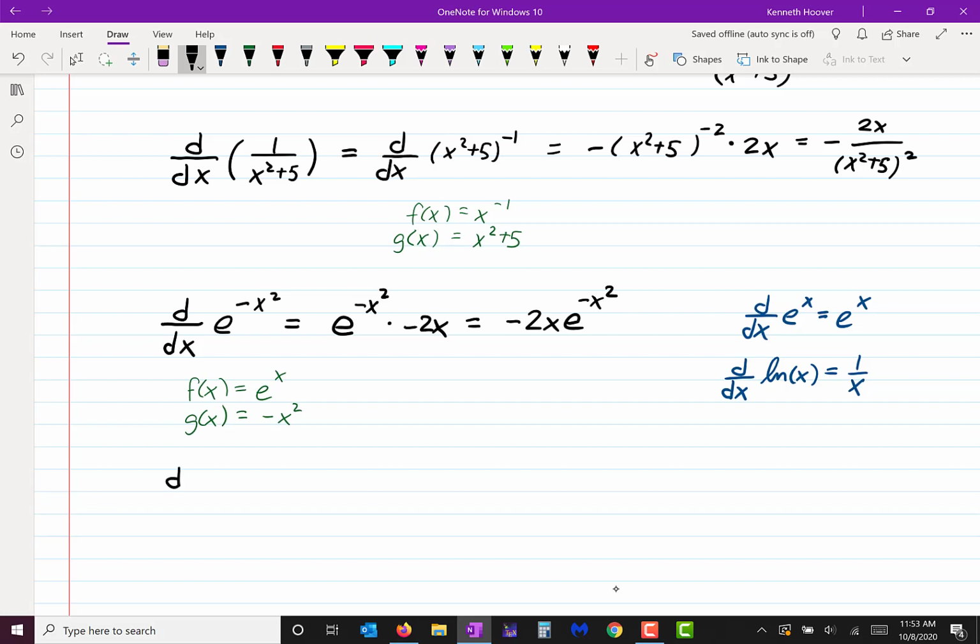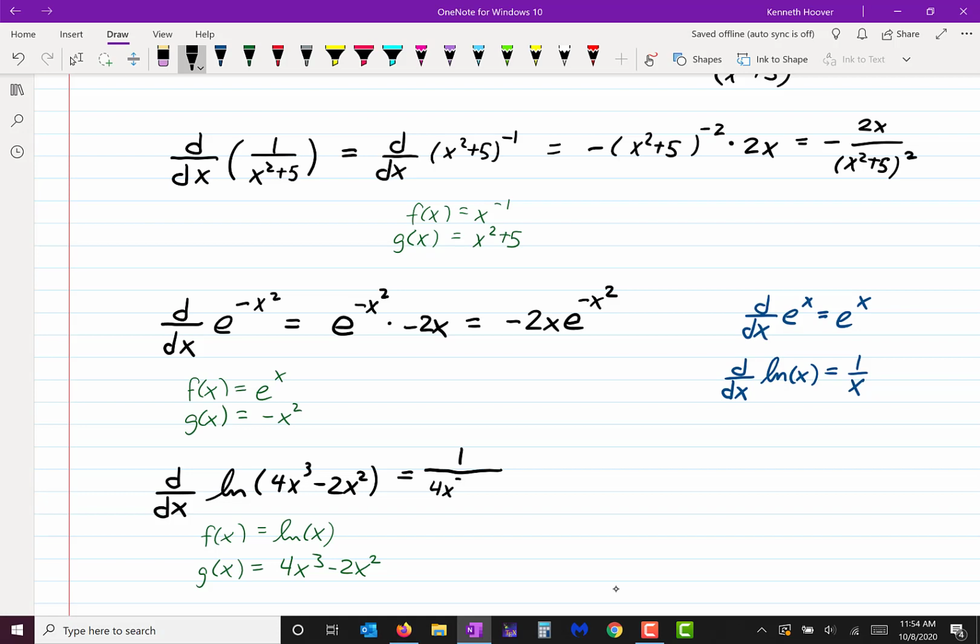Okay, let's do the derivative of the natural log of 4x cubed minus 2x squared. So f of x is natural log of x. g of x is 4x cubed minus 2x squared. So how do I do that derivative? I write 1 over g of x times the derivative of g of x.